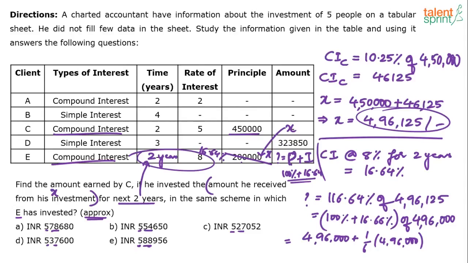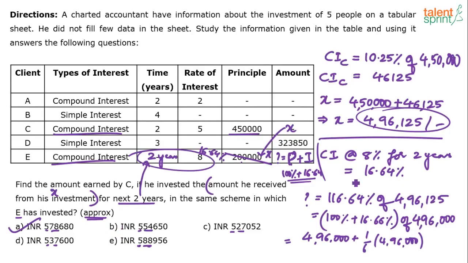Yeah, you're able to follow. 4,96,000 plus 82,000. So basically 5 lakhs plus 78,000. So 5,78,000. I think approximately 5,78,000 in that range. Option A is the answer. Simple. It looked to be complex, but it's easy.